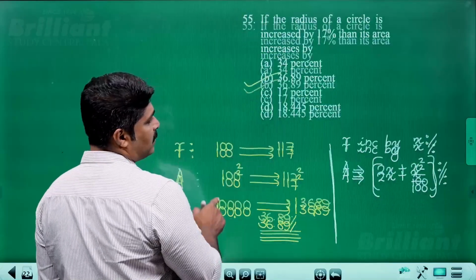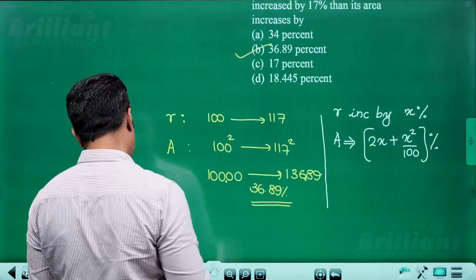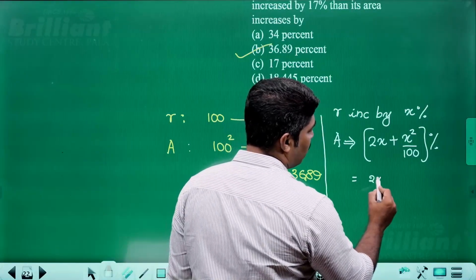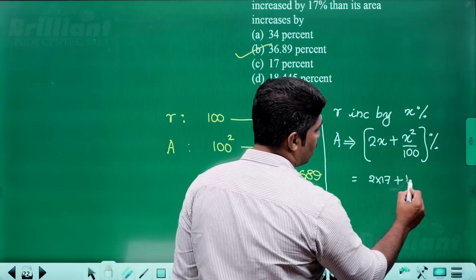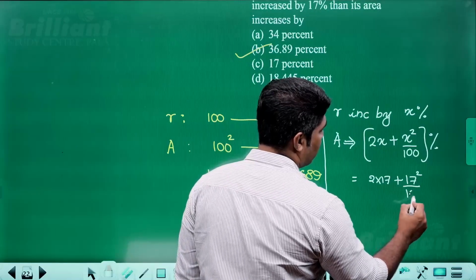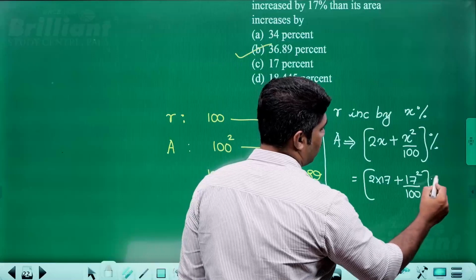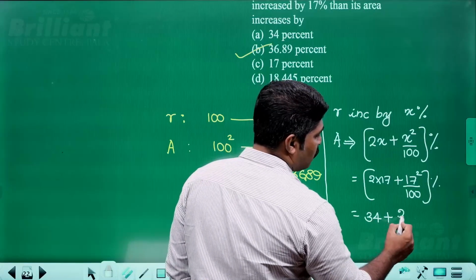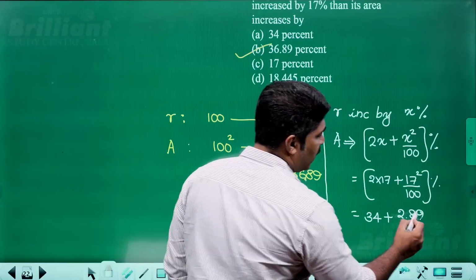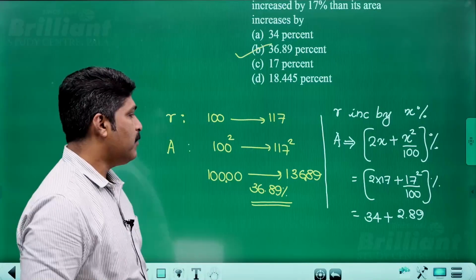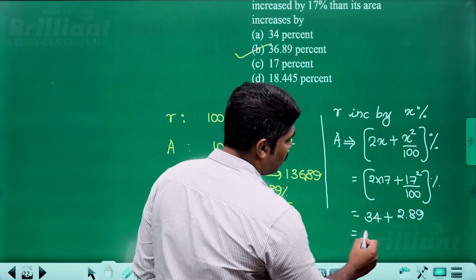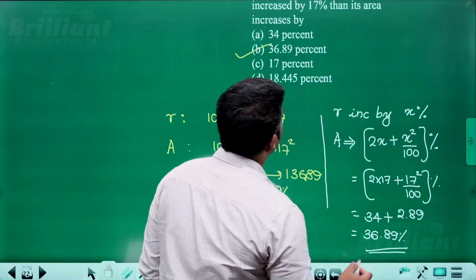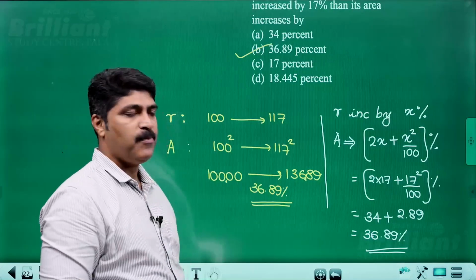How we can apply this result here? So it is 17%. While we are applying 17%, this is 2 into 17 plus 17 square by 100. So this much percentage. What is 2 into 17? That is 34. So this is 289, therefore 2.89. Just add up together, what you will get? This is equal to 36.89% increase. So therefore, the answer is 36.89%.